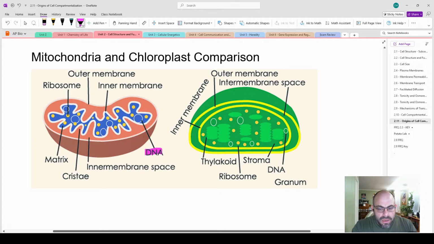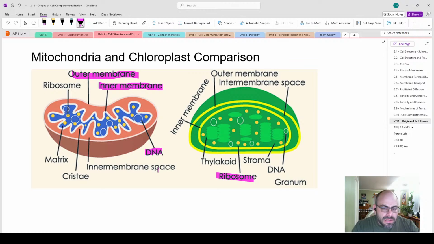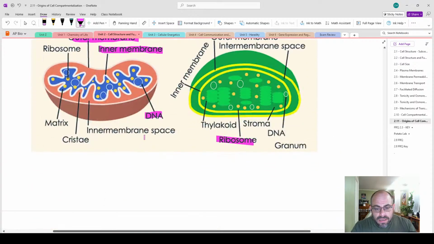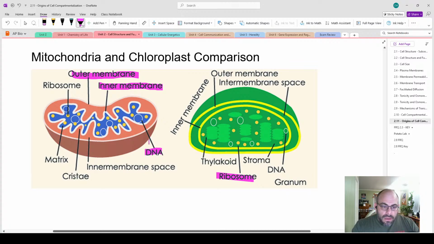All right, so they both have their own DNA. They both have their own ribosomes. They both have a double membrane, an inner and an outer membrane, right? And this isn't on here. They both reproduce like a prokaryotic cell. So they reproduce independent of the rest of the cell, and they kind of just split like this. You don't need to know the name of it, but it's called binary fission. But you don't need to know that term. So that's evidence that this happened, right? They demonstrate that they were probably at one time their own organisms. Hopefully that answers your question. If not, you can ask a follow-up to that.